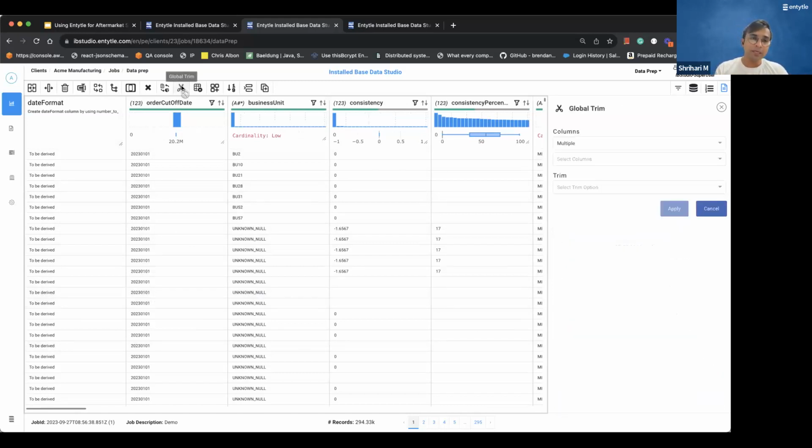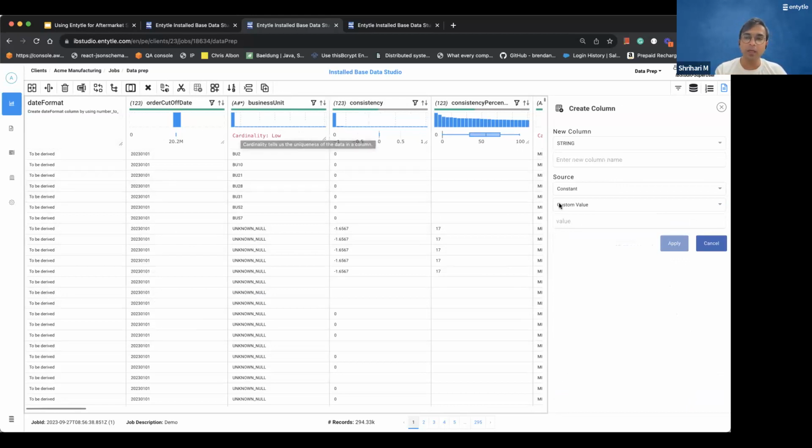Then there are other sets of operations. You can trim certain characters. You may want to trim white space, single quotes, double quotes, or a specific custom value. People also may want to create a standard column with a constant value, or create a copy of other columns. Right? You can create a string column, number column, date column, or a Boolean column.